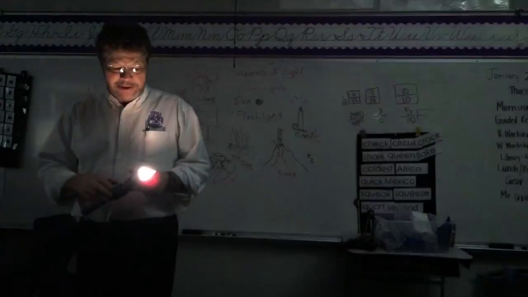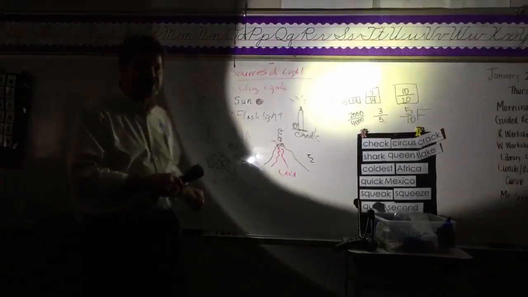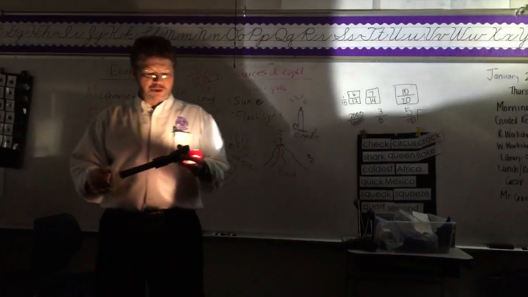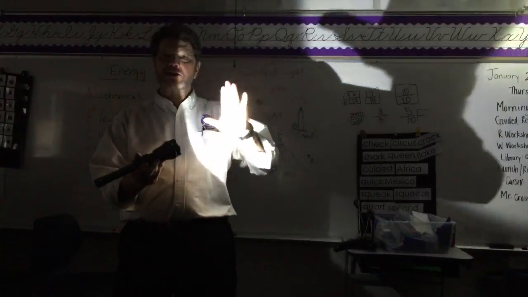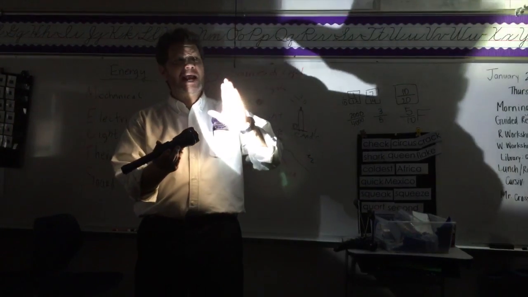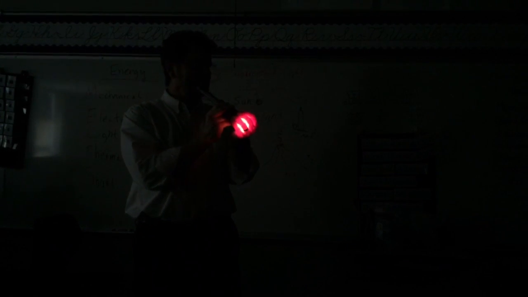All right, so now we know that light reflects, but it also refracts. Let me show you something cool. Light likes to bend. So here's my hand that's all white. But watch what happens when I put my hand over it. The light bends around my hand and turns red. Because when light gets bent, it'll turn different colors. Red, orange, yellow.